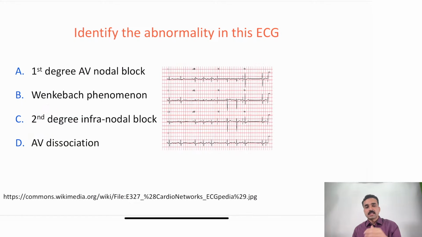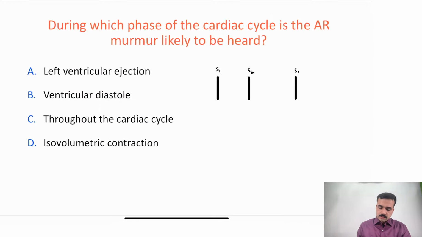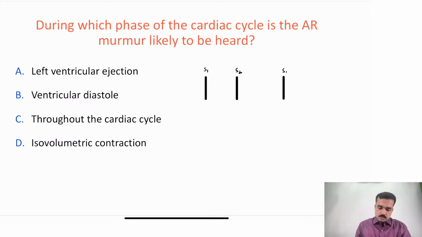So infranodal, it's in the bundle of His, below the level of the AV node, right? Okay, so during which phase of the cardiac cycle would you anticipate the aortic regurgitation murmur to be heard?